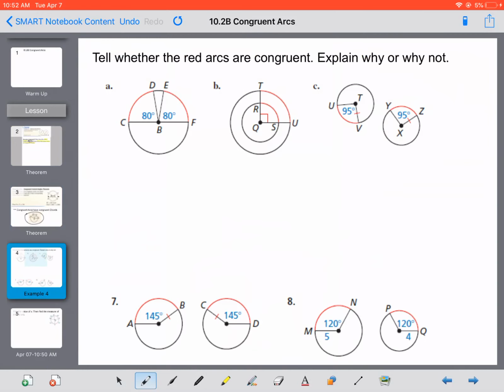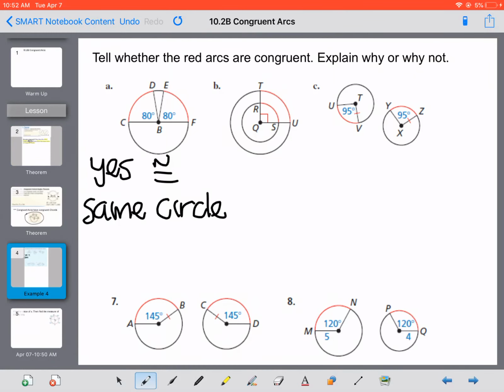So let's apply this. We want to determine if the red arcs in each of these are congruent, and we need to explain why. So on the first one, CD and EF, they both have an 80-degree central angle, and because they're both 80 and they're within the same circle, then yes, they are congruent. They're congruent because they're in the same circle and the central angle is congruent.